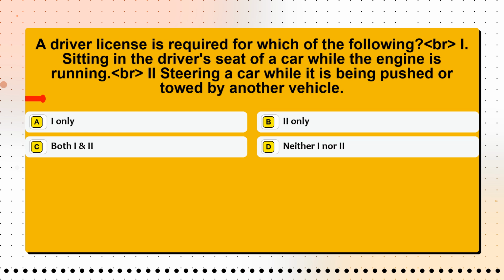Question 46. A driver license is required for which of the following? Roman I. Sitting in the driver's seat of a car while the engine is running. Roman II. Steering a car while it is being pushed or towed by another vehicle. Here are the options. Option A. I only. Option B. II only. Option C. Both I and II. Option D. Neither I nor II.